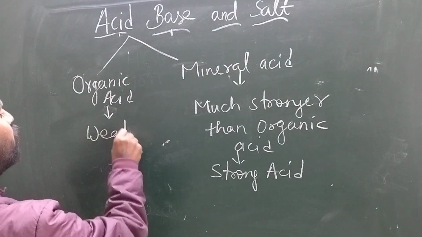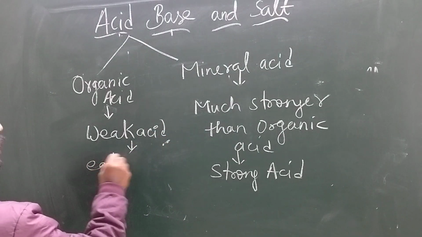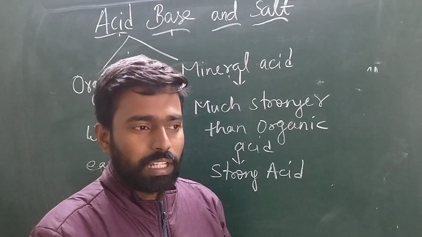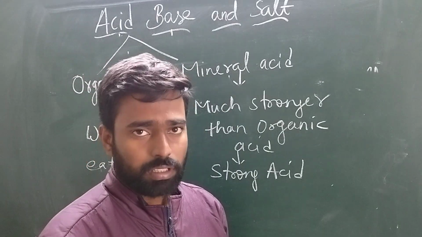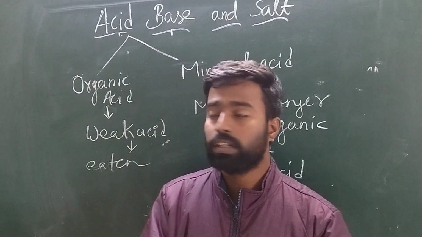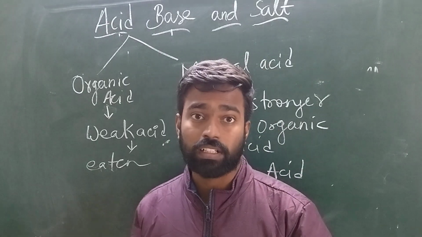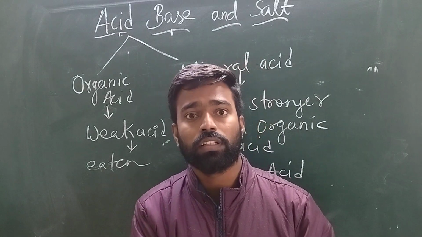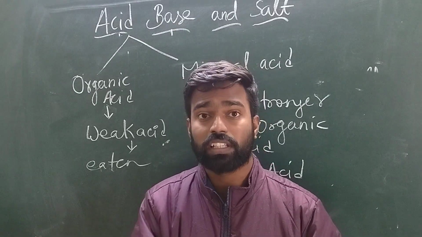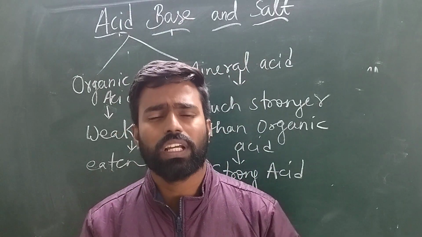Organic acid are weak acid, means we can consume organic acid, like we are eating vinegar, in the food spices, different kinds of food, for flavoring and the taste, vinegar is used. In sour milk, lactic acid is present. Tartaric acid, turmeric. So lactic acid, citric acid, lemon, orange. These are the acids which we can eat. So they are weak acid.